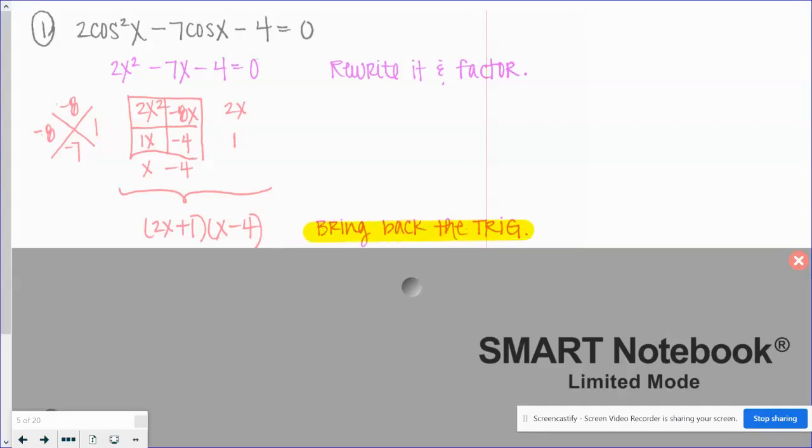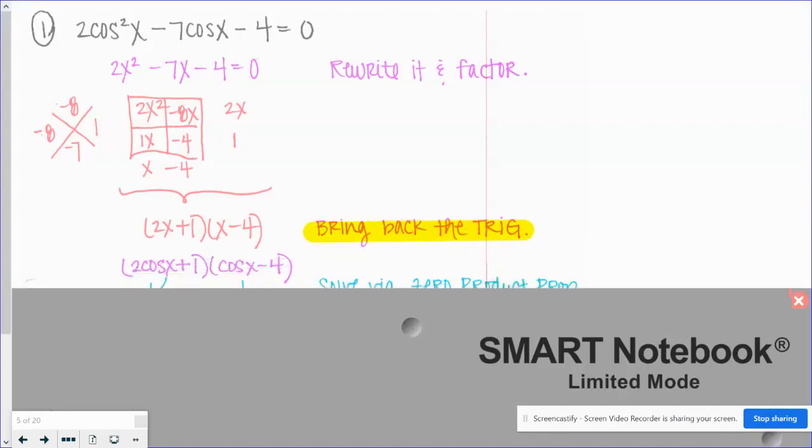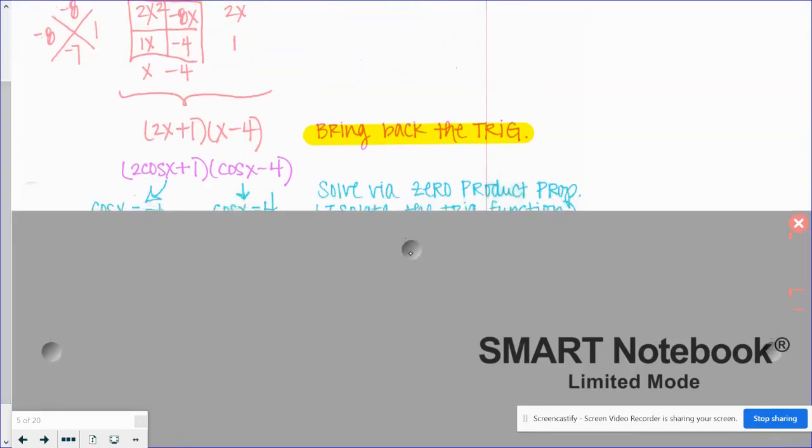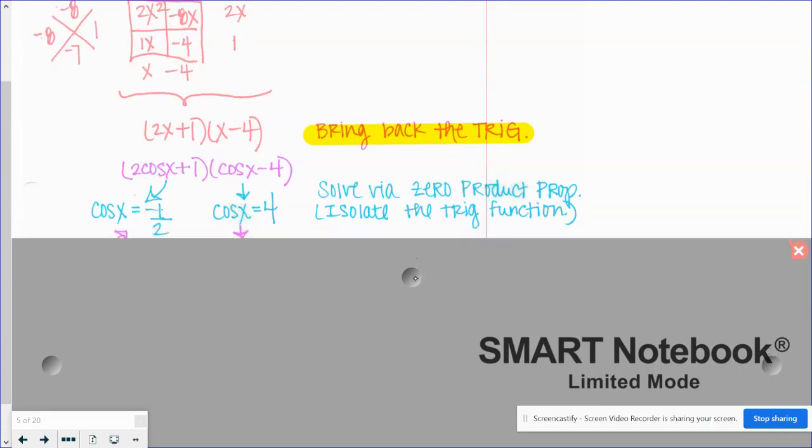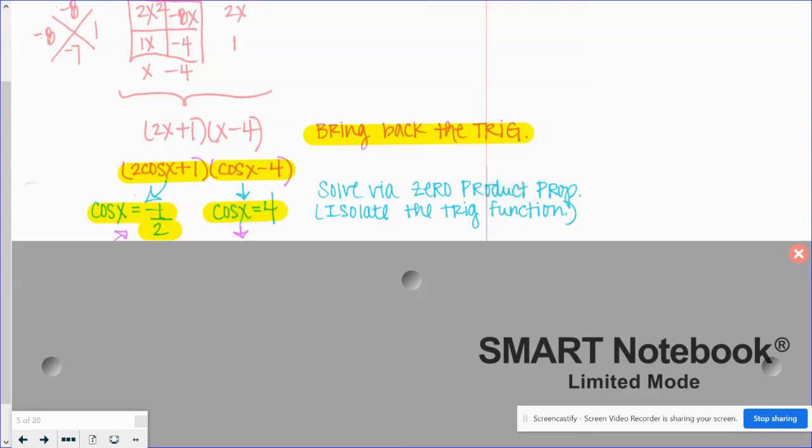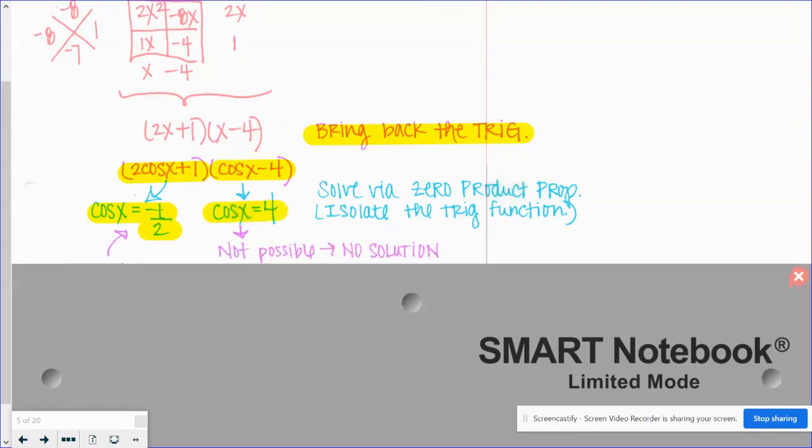Now it's time to bring back the trig. So what we really have is 2 cosine x plus 1 times cosine x minus 4. So then we solve each using the zero product property. So this is where you isolate the trig function. So I took 2 cosine x plus 1, I isolated it, and I got cosine equals -1/2. I took cosine x minus 4, set it equal to 0. I got cosine equals 4. Now cosine equals 4 is not possible because cosine cannot equal anything bigger than 1 or smaller than -1.